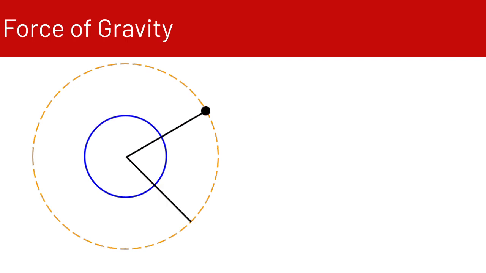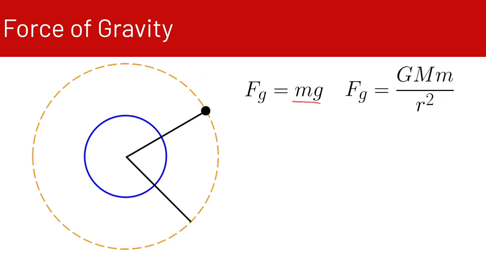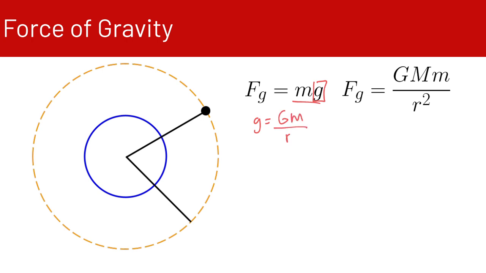Okay, we've looked at the acceleration due to gravity, the gravitational field. Now let's look at the force of gravity. So we know the force of gravity as being m times g. Well, let's build onto that a little bit further. So we know from the previous slide that the gravitational field, g, is equal to big G M over r squared.